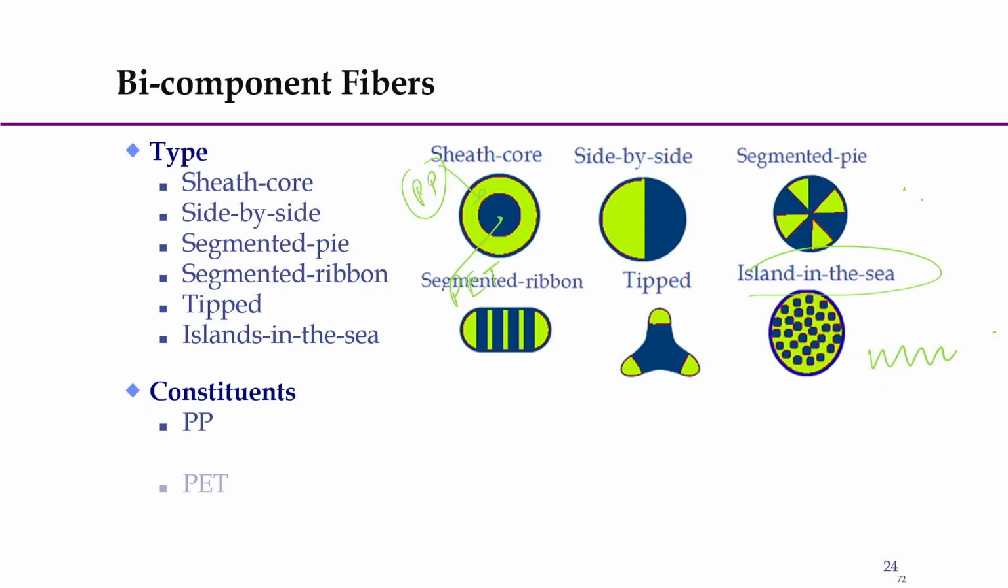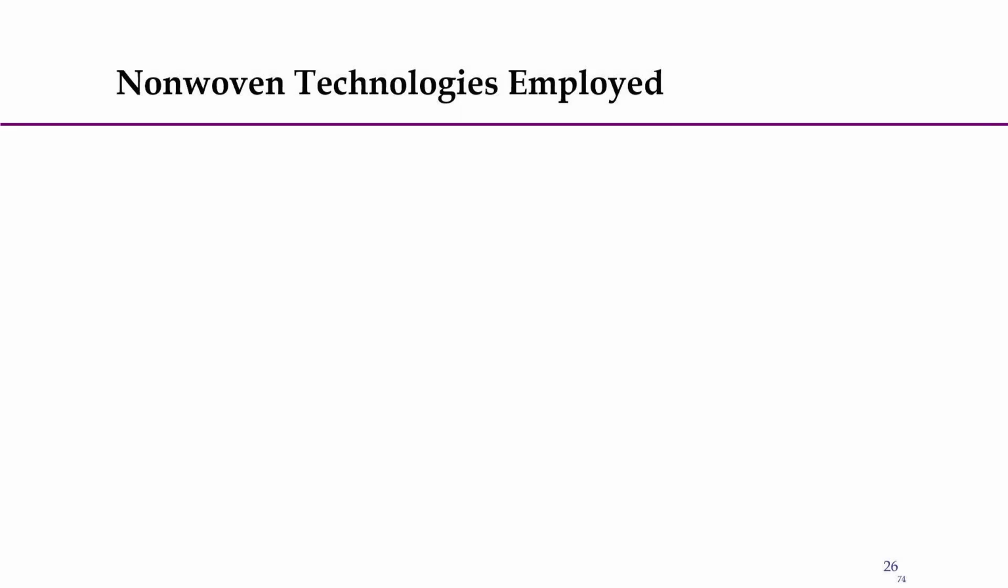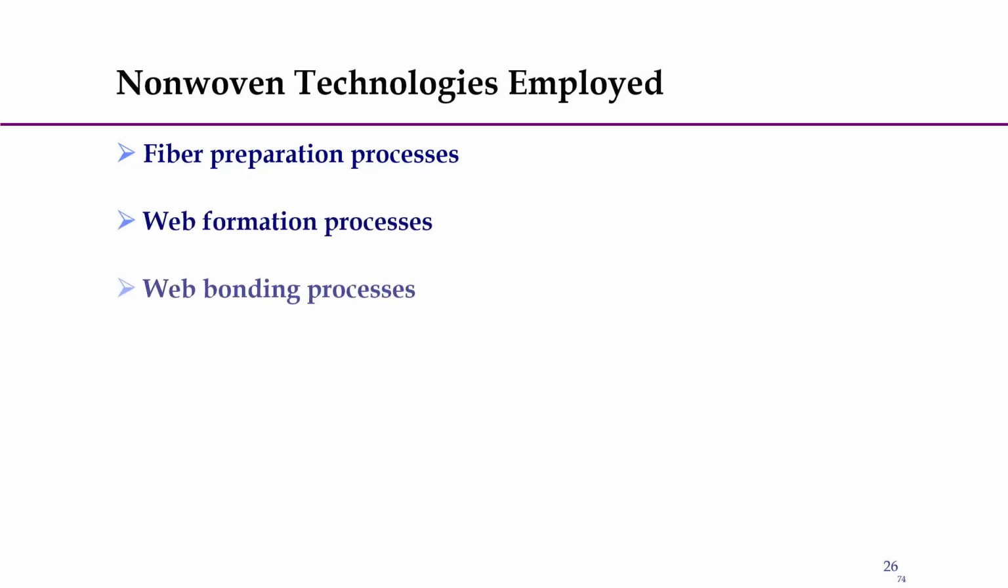The constituents are polypropylene, polyester, polyethylene, nylon. So, there are different types of constituent polymers we can use. Different types of nonwoven technologies are employed: fiber preparation process, web formation, web bonding. All nonwovens have the same process: first fiber preparation, then web formation, and then one process of web bonding.